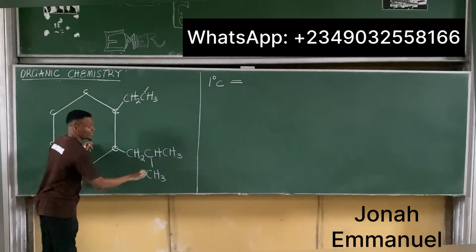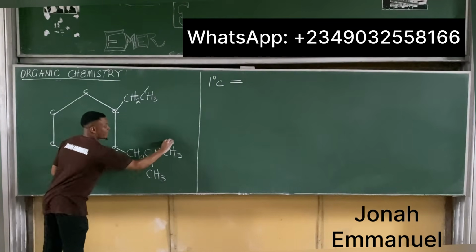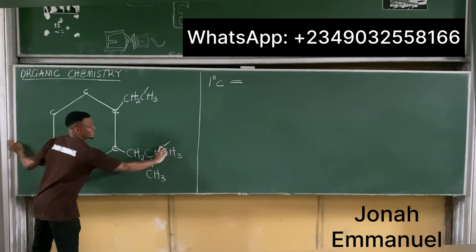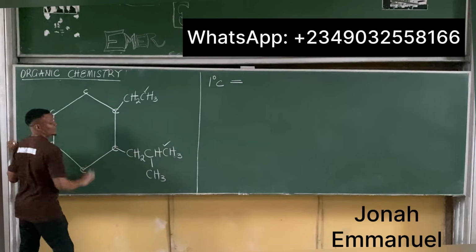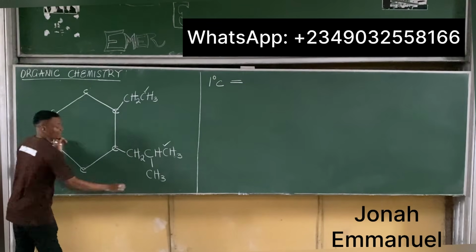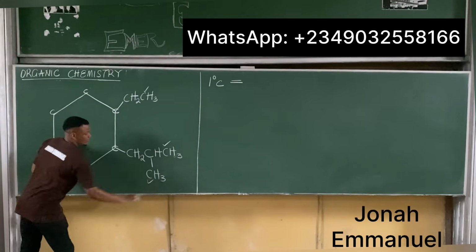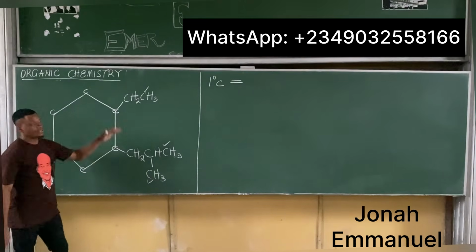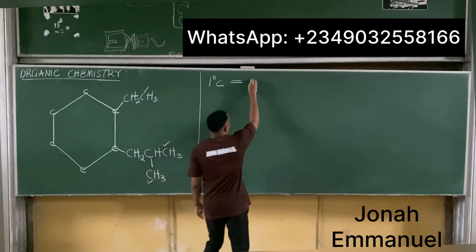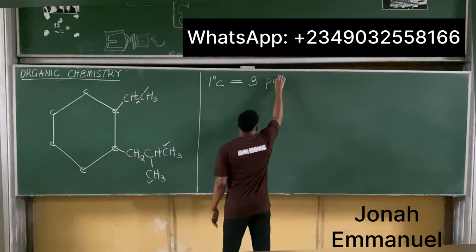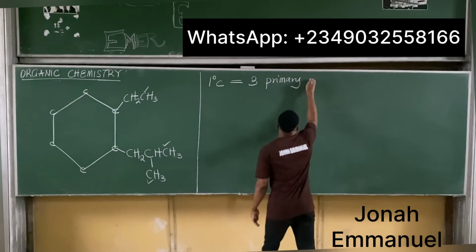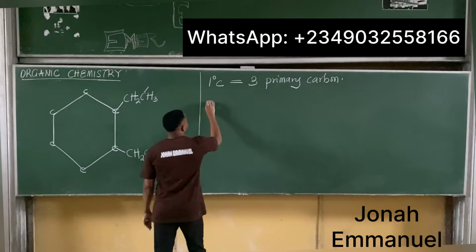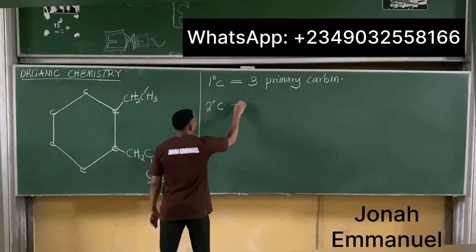The second primary will be this one here. This is a primary because this one is attached to all of this. More like I can detach this from here and I'll still have this one here. The third primary I have is this one here. Of course, it has just one attachment to all of this. So I have three primary carbon. Let's get secondary carbon.